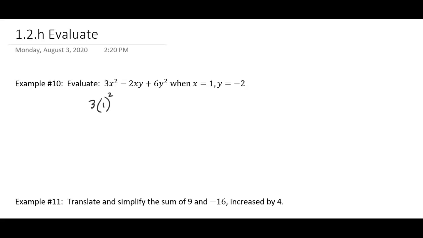We're going to use the parentheses. Minus 2 times 1 times, and then y was negative 2. Because you don't want it to look like minus 2, so you want to make sure that multiplication is shown. That's why we're using the parentheses. Plus 6 times negative 2 squared. And we want to make sure you put in 1 for the x's and negative 2 for the y's.